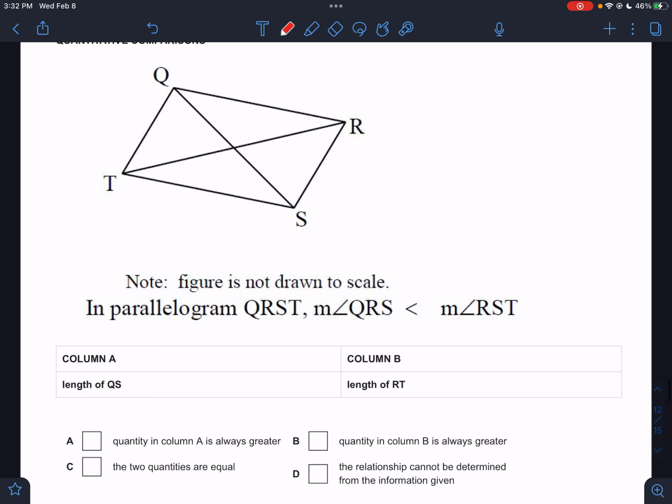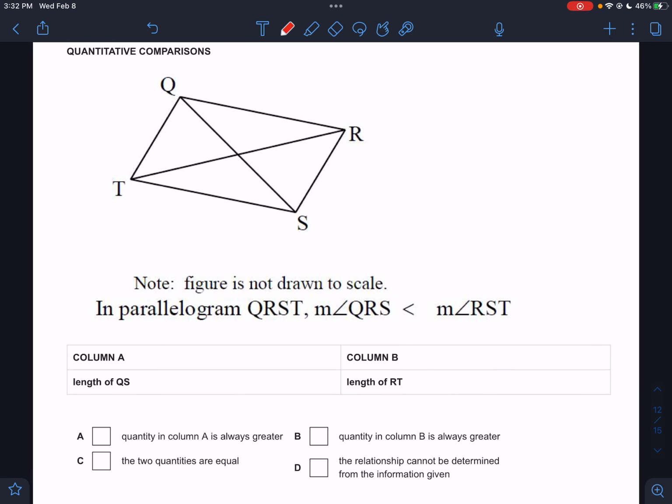Note, the figure is not drawn to scale. In parallelogram QRST, the measure of angle QRS, this corner, is less than the measure of angle RST, this corner. Okay. So QRS is the smaller corner. So if this is the smaller corner, then this is the smaller diagonal.